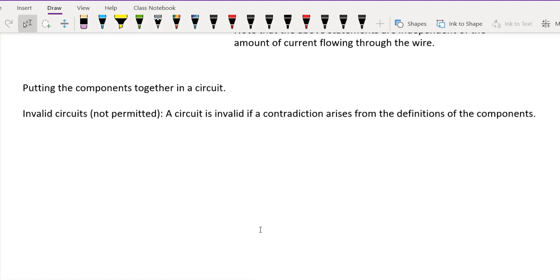Now that we have defined these different components, let's talk about what happens when we put things together. Sometimes when we put multiple components in the same circuit, a situation can arise which leads to the circuit being invalid. That means not permitted. Okay, so the case when this happens is like this. A circuit is invalid if a contradiction arises from the definition of the components.